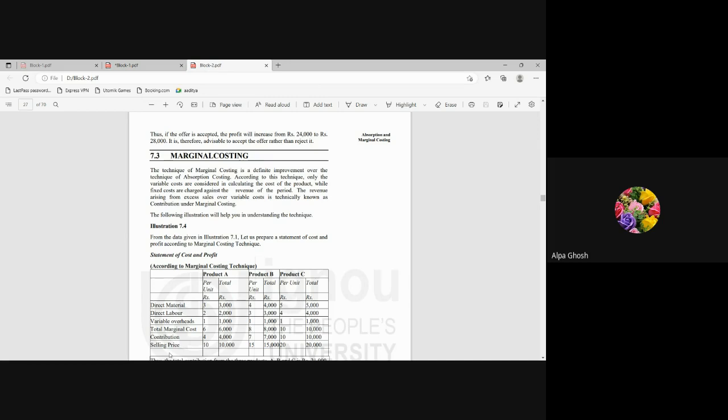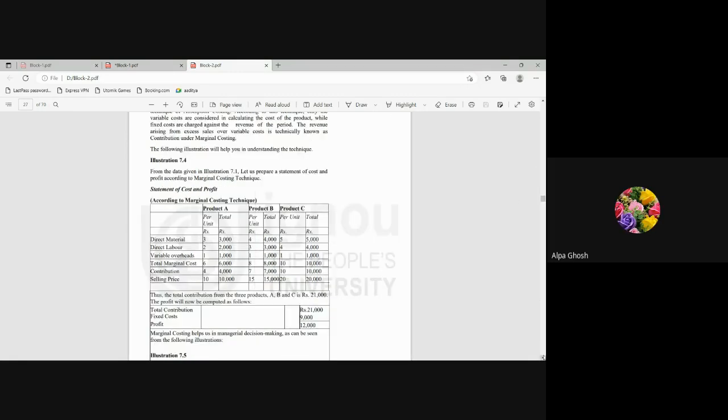So if someone asks you what is contribution, contribution is the excess of sales over variable cost. The formula is like this: S minus VC. The answer is contribution. Am I clear? Yes, ma'am. Okay. So here it is a statement of profit which is reflected on your screen.